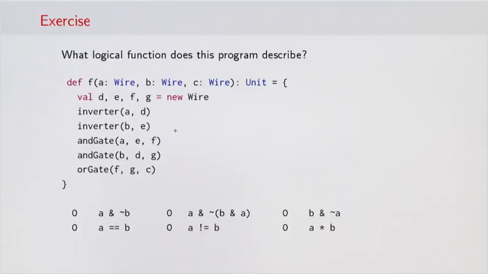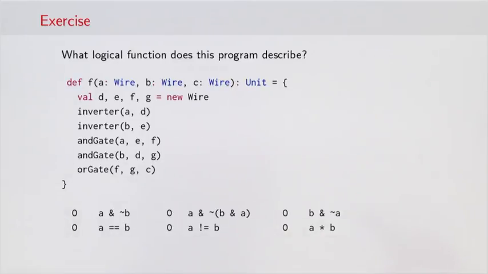So here's an exercise for you. I have a mystery function, call it f, that connects 3 wires A and B, the way you see it here. And I want you to answer what logical function does this circuit produce on the output wire C. Is it A and not B, or A and not B and A, or maybe B and not A? or A equals B, or A not equals B, or A multiplied with B.